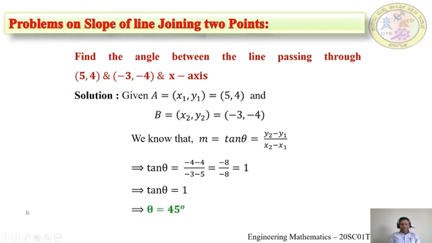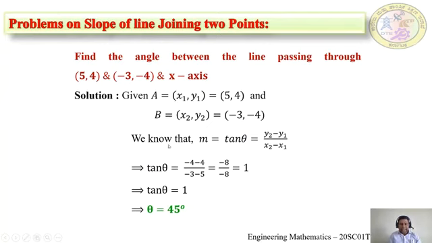Then if you take tan inverse on both sides, the tan inverse cancels on the left, and here we get tan inverse of 1. You know that the value of tan inverse of 1 is 45 degrees. Or, tan theta is equal to 1, we can write as tan 45 degrees. Since we have tan on both sides, we can equate theta is equal to 45 degrees. This is how we have to find the angle between the line passing through (5, 4) and (-3, -4) and the x axis.